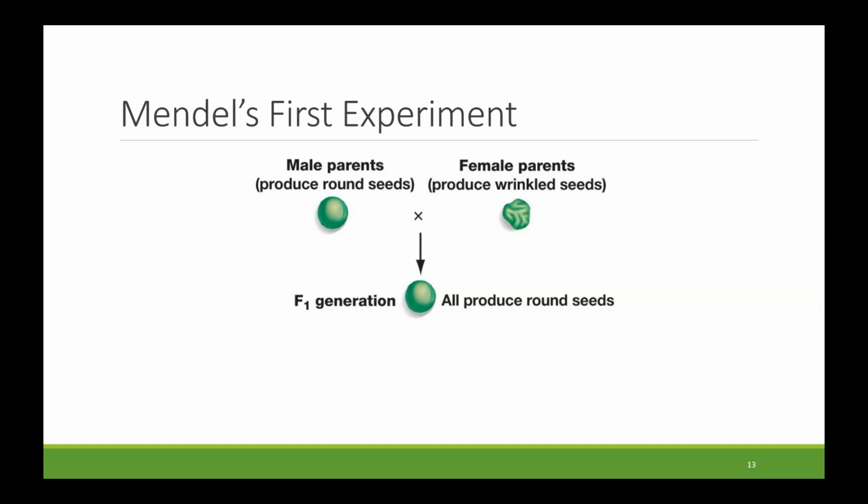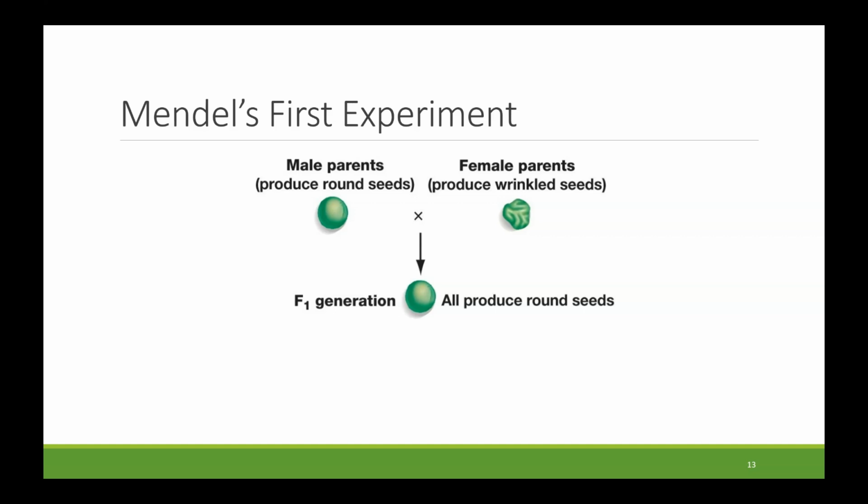Not one of them was wrinkled. They all looked exactly like the first parent and nothing like the second parent. So already at this point, blending inheritance has to be thrown out. Because if blending inheritance were true, then you would have seeds that were intermediate between wrinkly and smooth. Now, this first generation he referred to as the F1 generation.